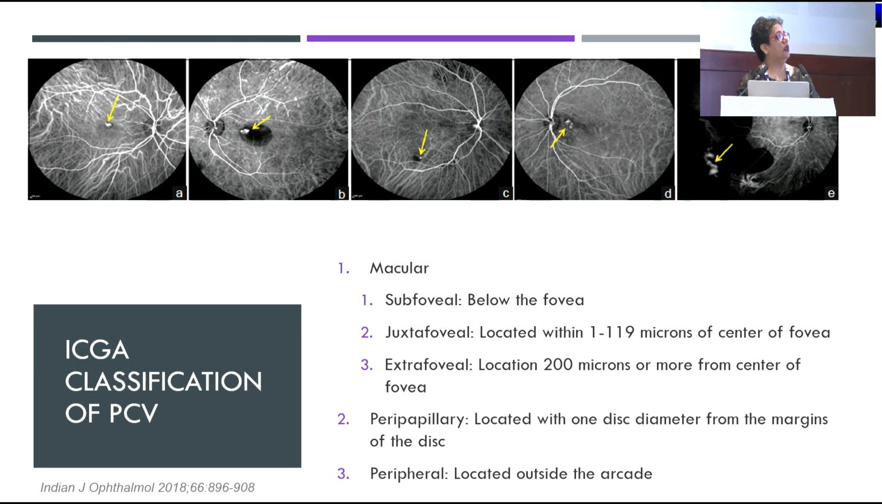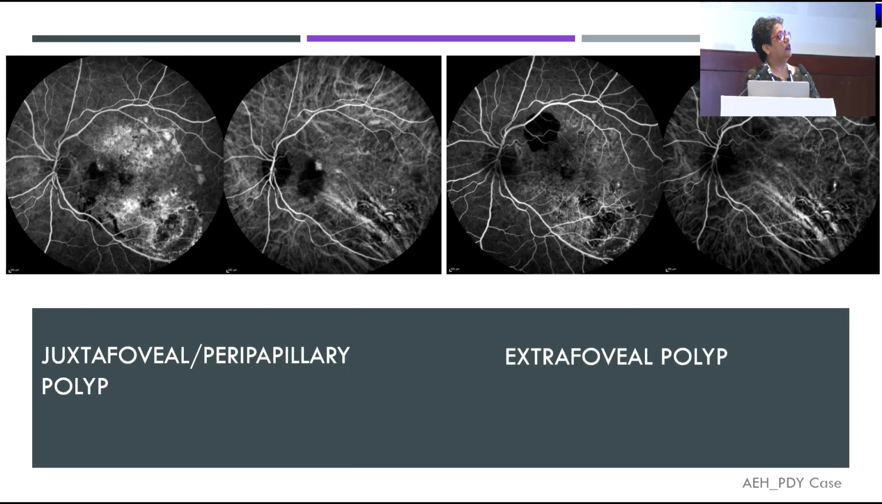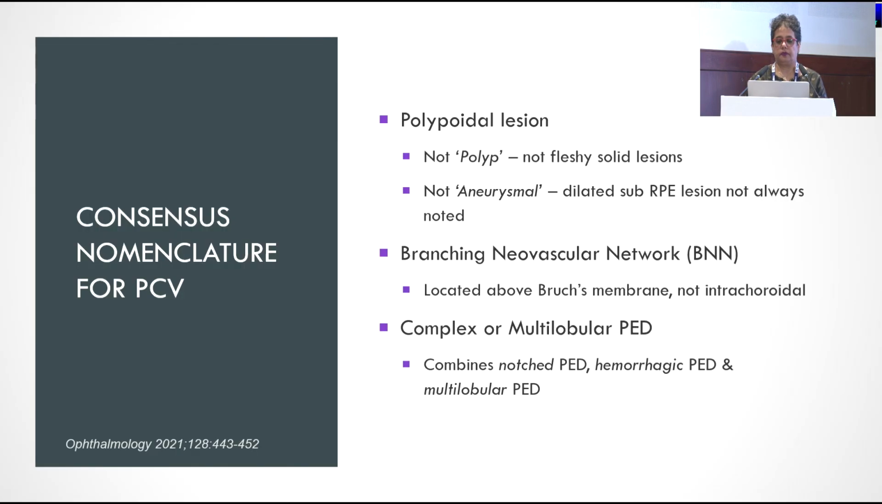On ICGA, it could be the macular PCV, which could be subfoveal, juxtafoveal, or extrafoveal. You could have it in a peripapillary location, or it could be peripheral when it lies outside the arcade. Another example here is a polyp which is seen in this patient, which could be called either juxtafoveal or peripapillary, and here is a peripheral polyp seen in this patient.